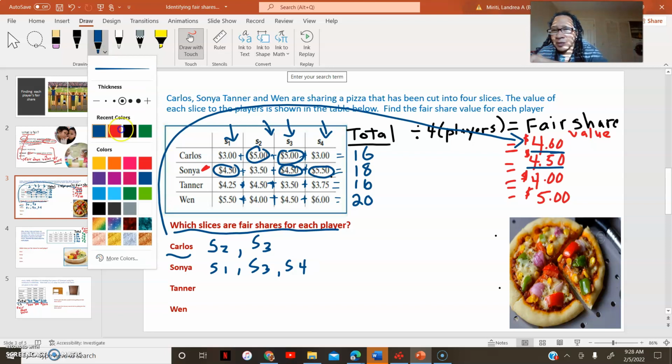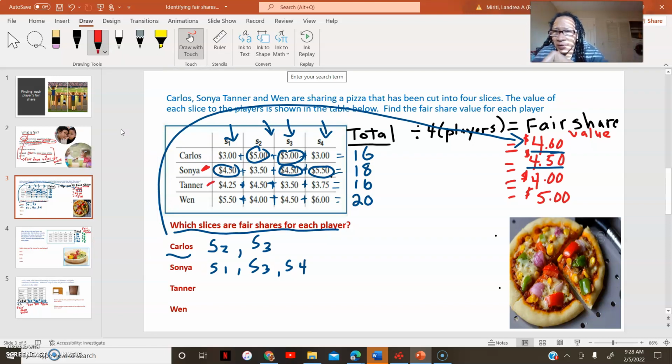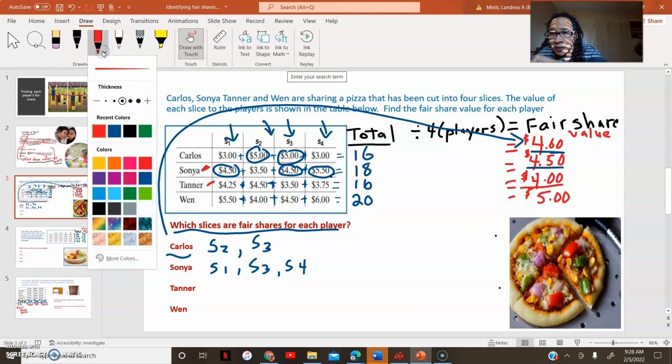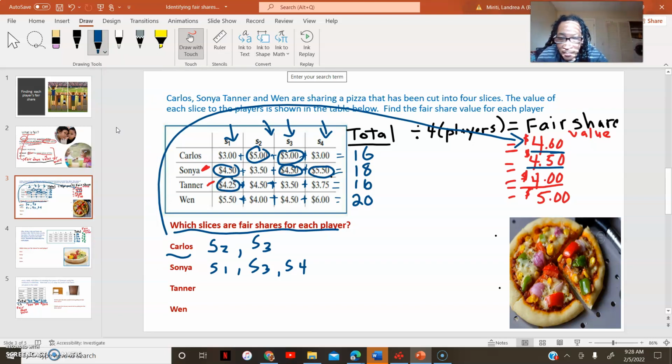Now for Tanner, same kind of thing. What's Tanner's fair share value? It is $4. We're looking for slices that are $4 or more. And we look through here carefully, and I only see these 2. So what is that? Slice 1 and slice 2. And then Ren's fair share value is $5. So I'm looking for pieces that are $5 or more, which would just be this one and that one, which is slice 1 and slice 4.